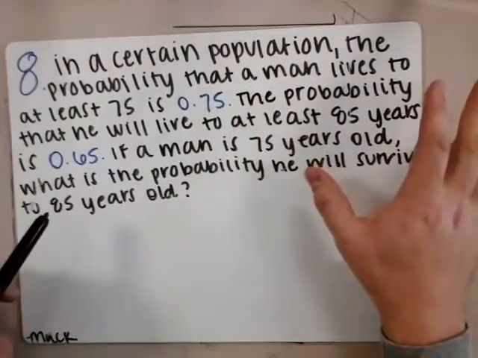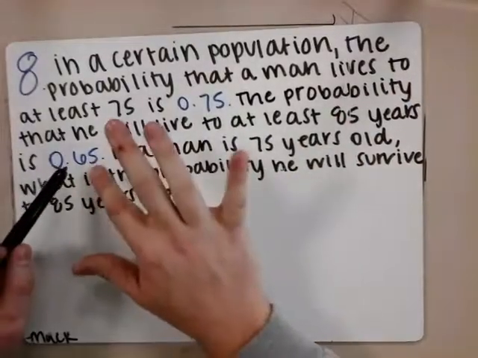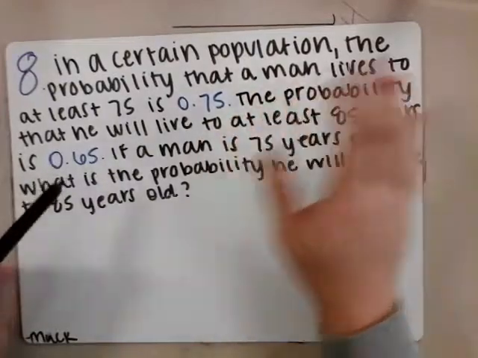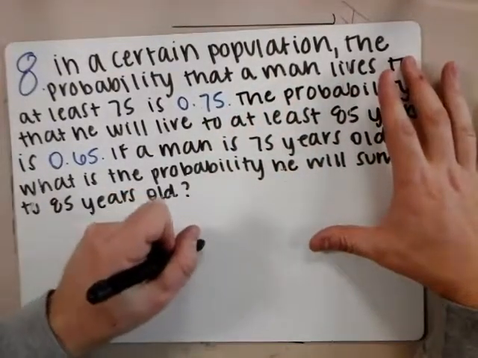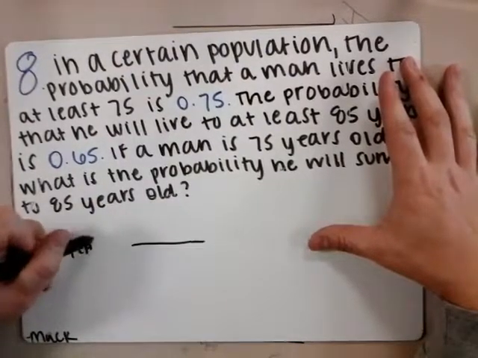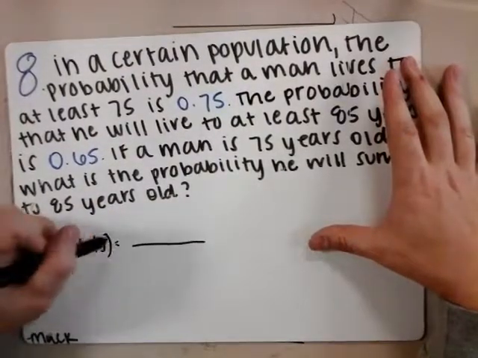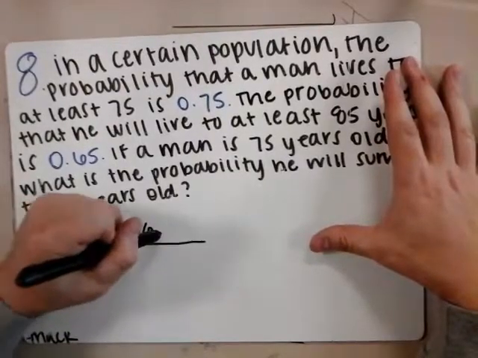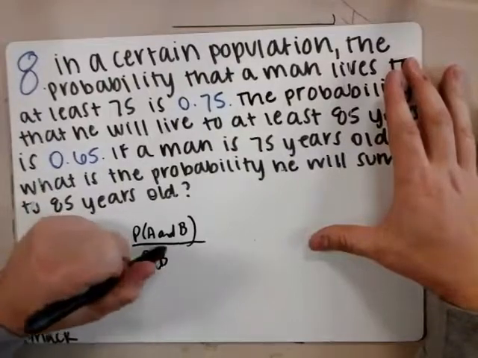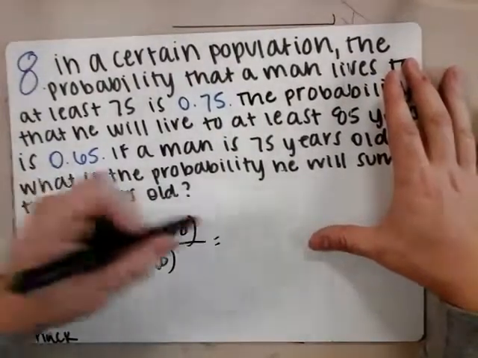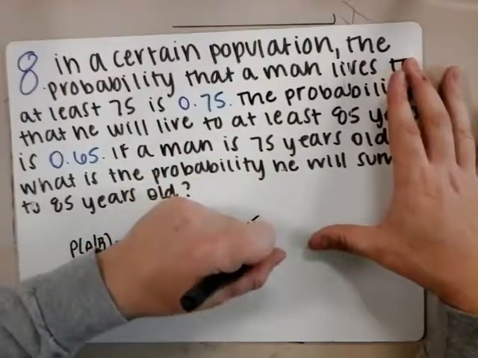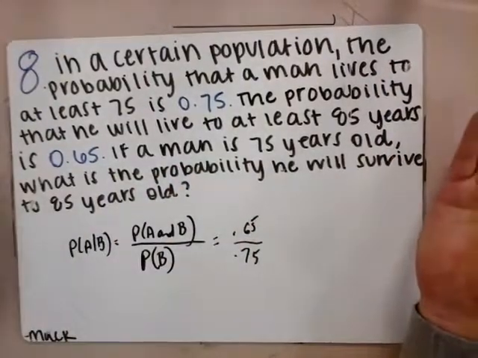But I'm still right with my other example, right? It's 0.65, that's both 75 and 85. That's both those things. So I'm going to do that again, right? Before, I'll write this out again, just so we're on the same page here. All right, and that's going to be 0.65 over 0.75. Again, you're basically done here.